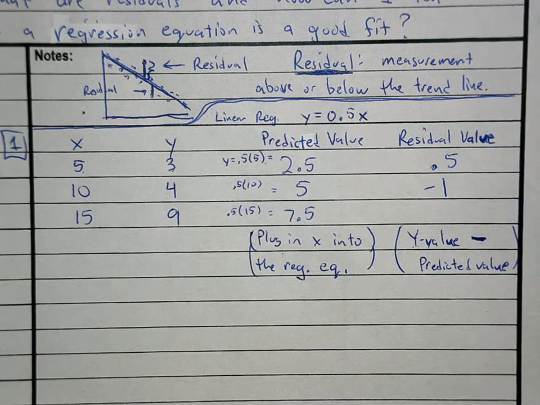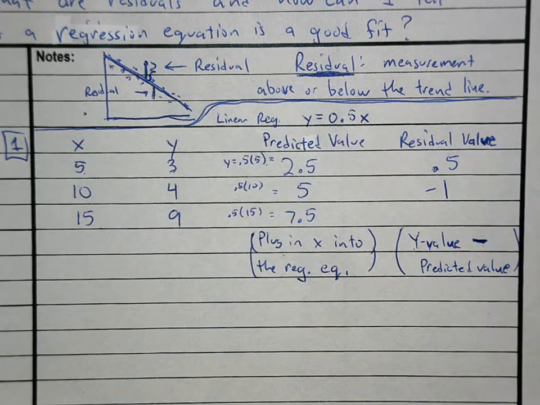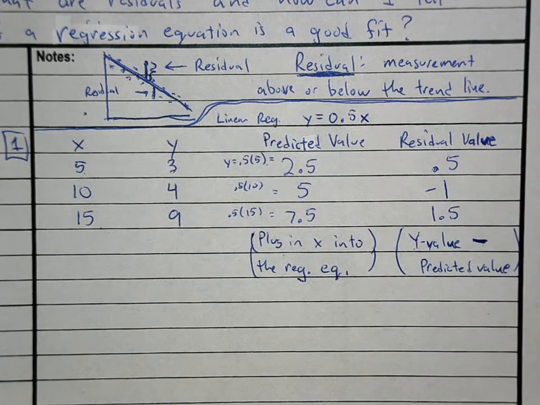Do you know what 9 minus 7.5 is? 2.5. Not 2.5. 1.5. If you want to double check, you can double check on your calculator.